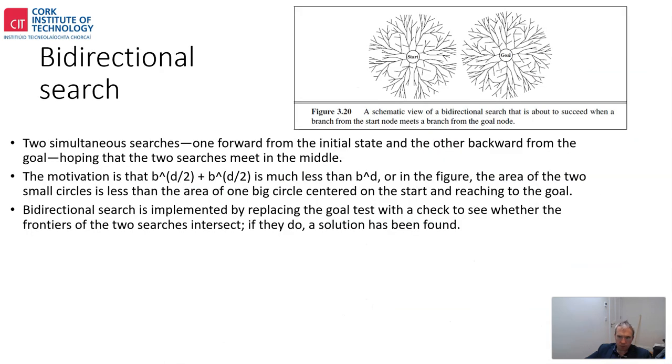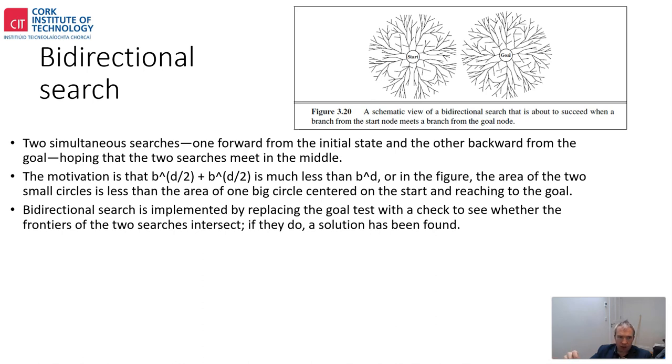Now, bidirectional search. This is our final one for today. This is two simultaneous searches, one forward from the initial state and the other backward from the goal. And we hope that the two searches will meet in the middle.